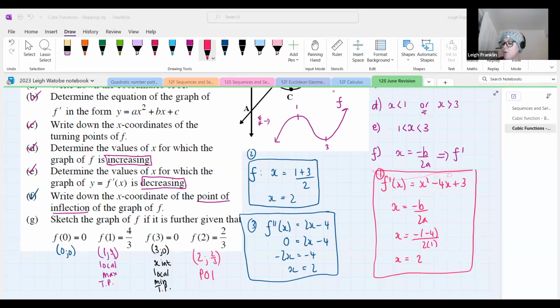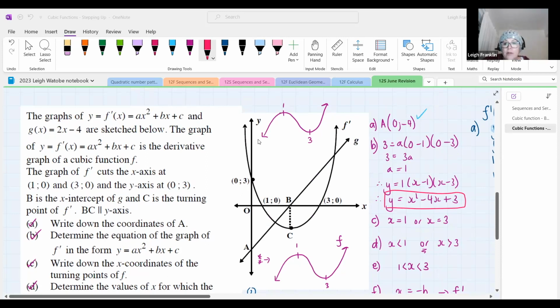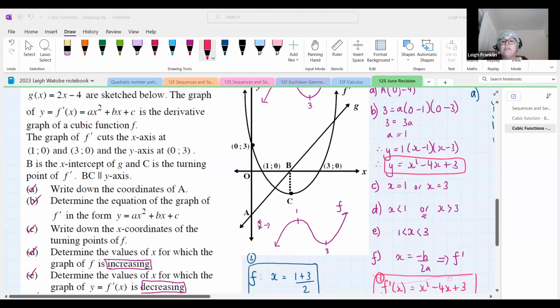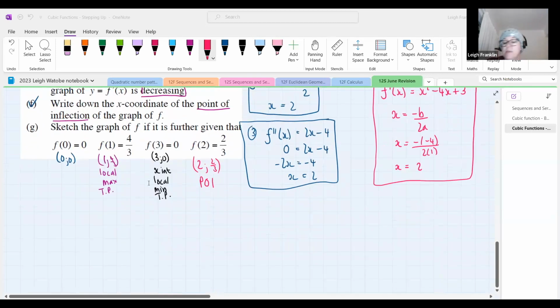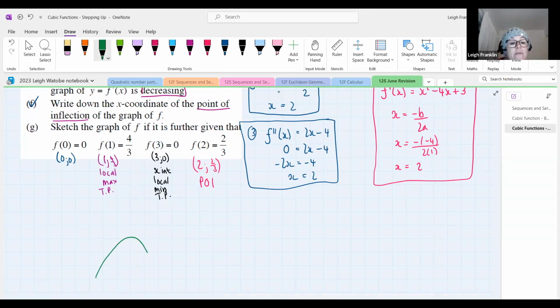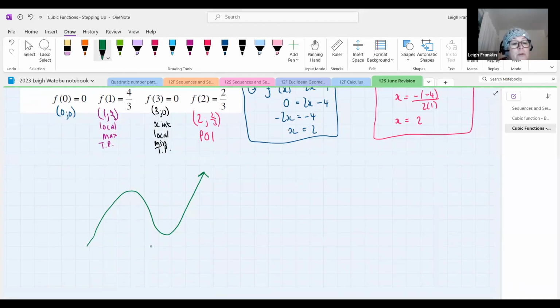This is quite a nice question because we're finding the equation of a graph. We are working backwards to the coordinates at the turning points, the values for which it's increasing, decreasing, and the coordinates at the point of inflection. Now they want us to sketch our graph. We've already got a good idea of what it looks like because we did that little sketch up there. So we know that it's concave up and then concave down.